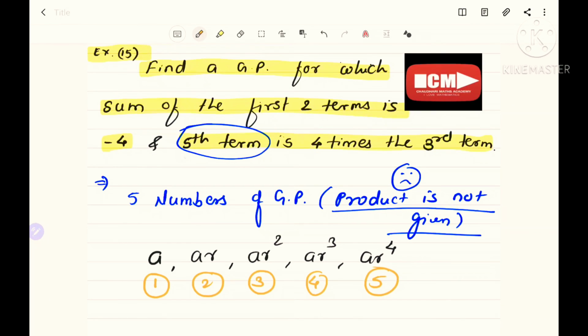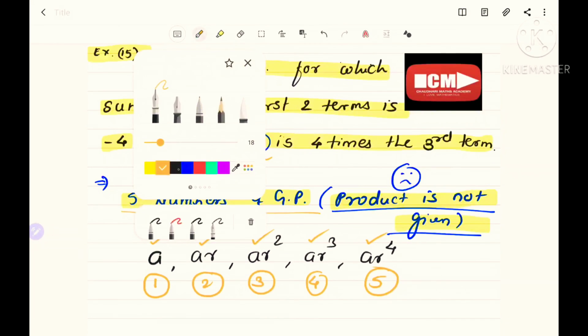Since this question reaches up to the fifth term of the geometric progression, I am selecting 5 numbers in GP as a, ar, ar square, ar cube, ar raised to 4. These are the 5 numbers that I am selecting on the basis of this very important sentence: product is not given. That's why I am changing the strategy. Now let's do the maths.